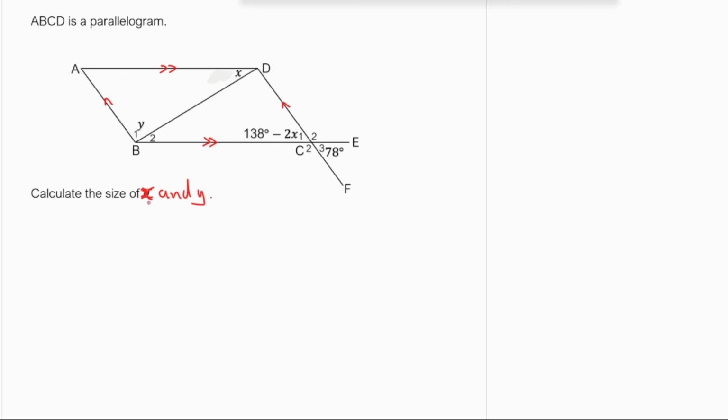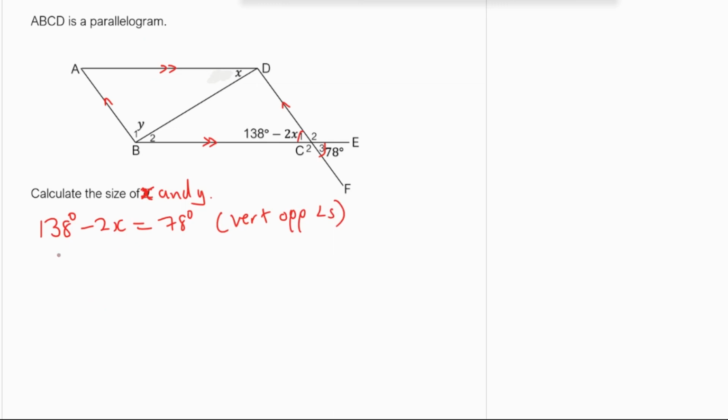Right. We can easily find the size of X because we can see that angle C1 and angle C3 are vertically opposite angles. And vertically opposite angles are what? Are equal. So we can say 138 degrees minus 2x is equal to 78 degrees, since vertically opposite angles are equal, right? And then we can solve for x here.